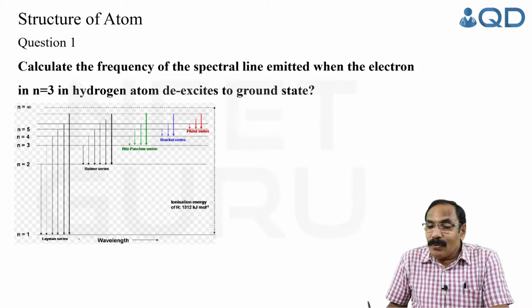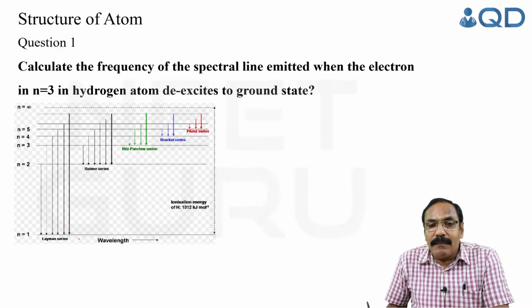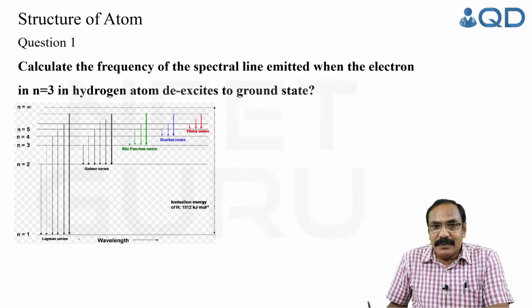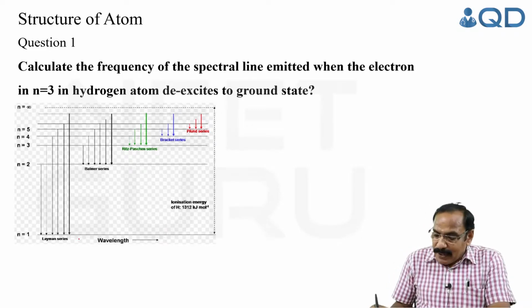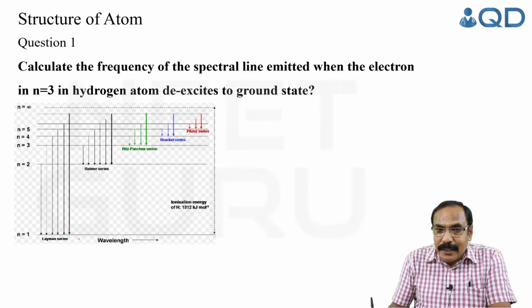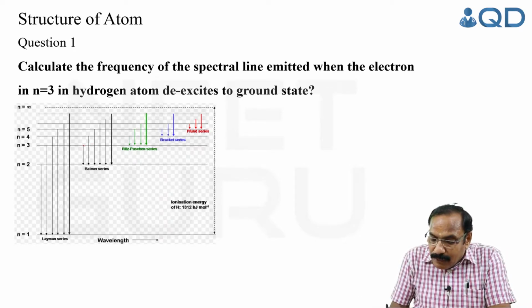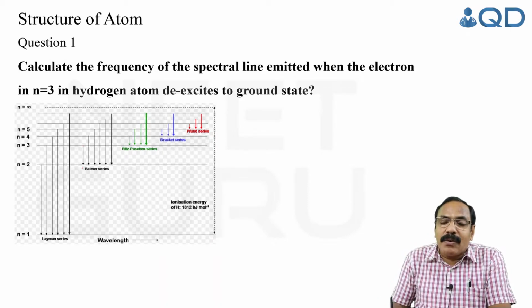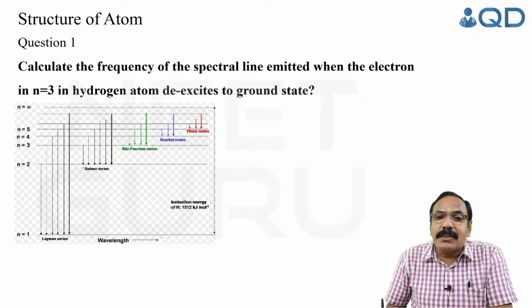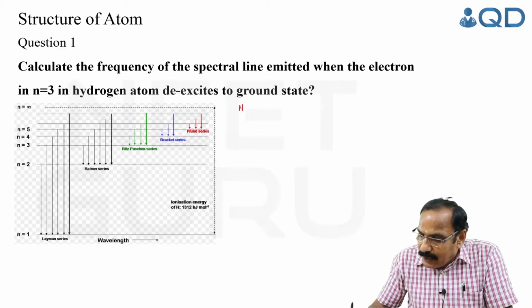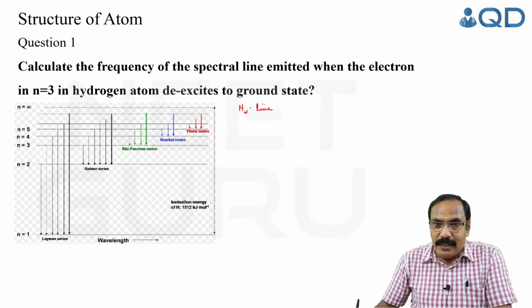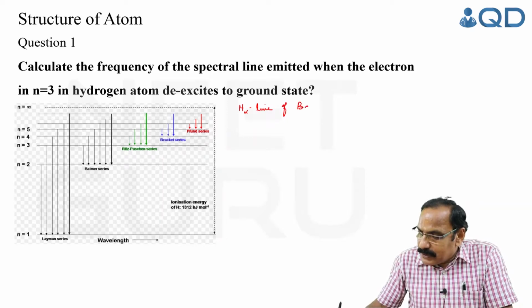So for any transition from a higher level to the second level, the set of lines are called Balmer lines. Remember, the line that appears when electron goes from third level to the second level is called the first line of Balmer lines or the first line of Balmer series. It is called H alpha line, the first line of Balmer series of hydrogen.